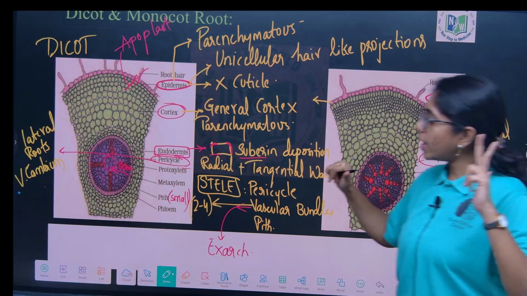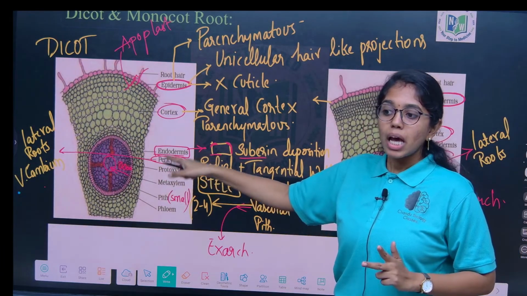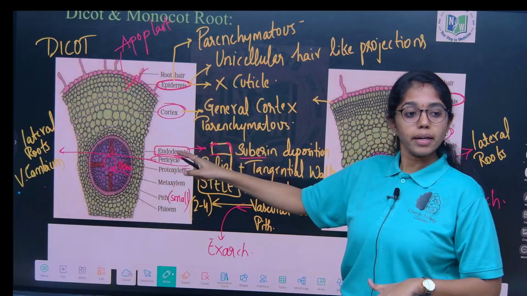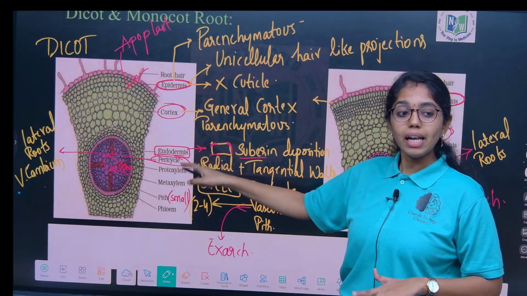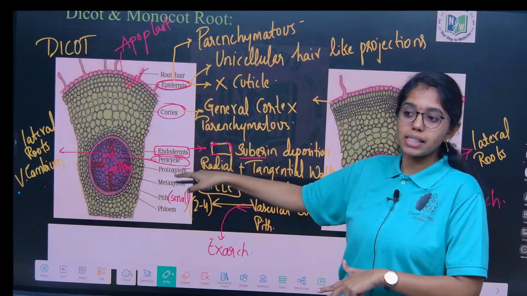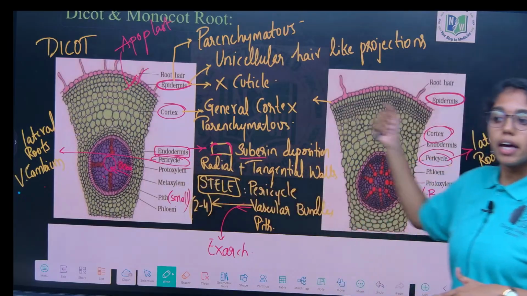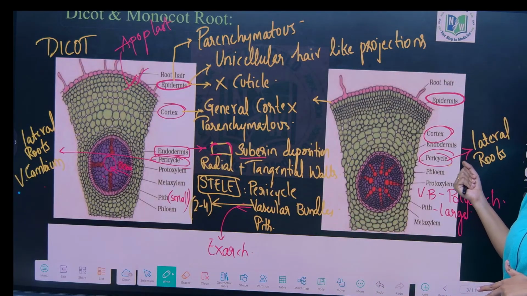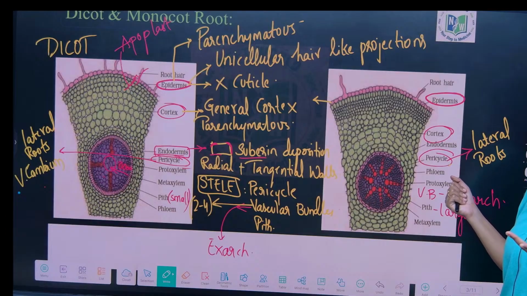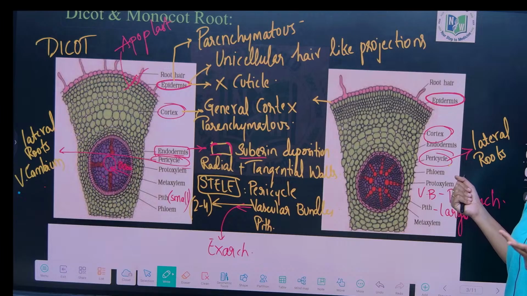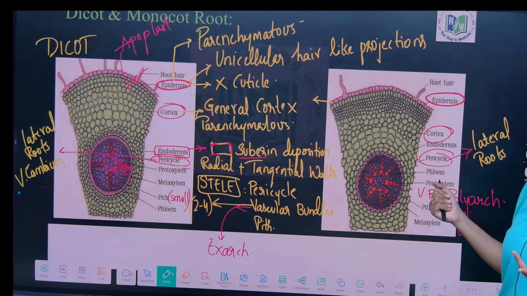Okay, and the third difference is what here? Lateral roots and vascular cambium originate from the pericycle in dicot root. Here only lateral roots arise from the pericycle. Clear, right? These are the three differences. Make a note of it. Rest apart from that, everything is clear, no?